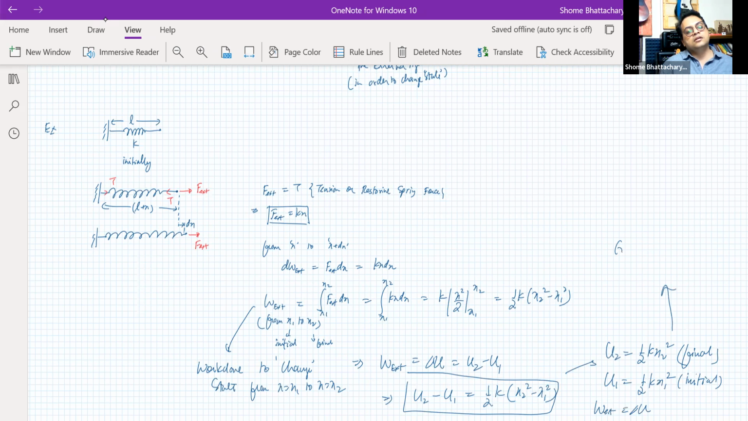So in general, we can now say that at x equal to x, the potential energy of the spring is given by the formula half kx squared. This is now the general formula for elastic potential energy of a spring.